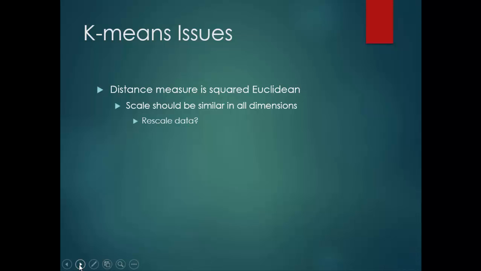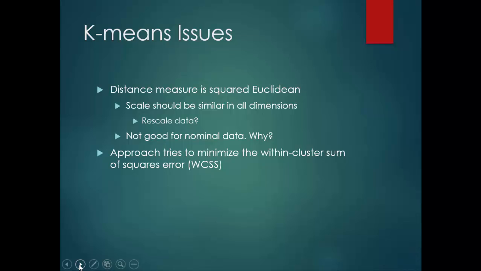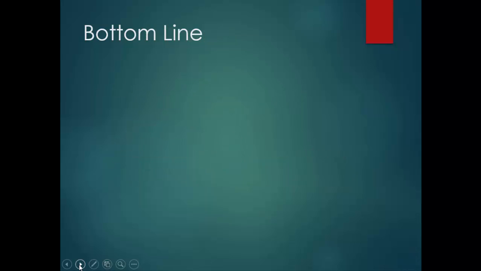The distance measure is squared Euclidean. Scale should be similar in all dimensions. Rescale the data. It is not good to monitor the data. Why? The approach tries to minimize the within-cluster sum of squares error. There is an implicit assumption that the SSE is similar for each group.